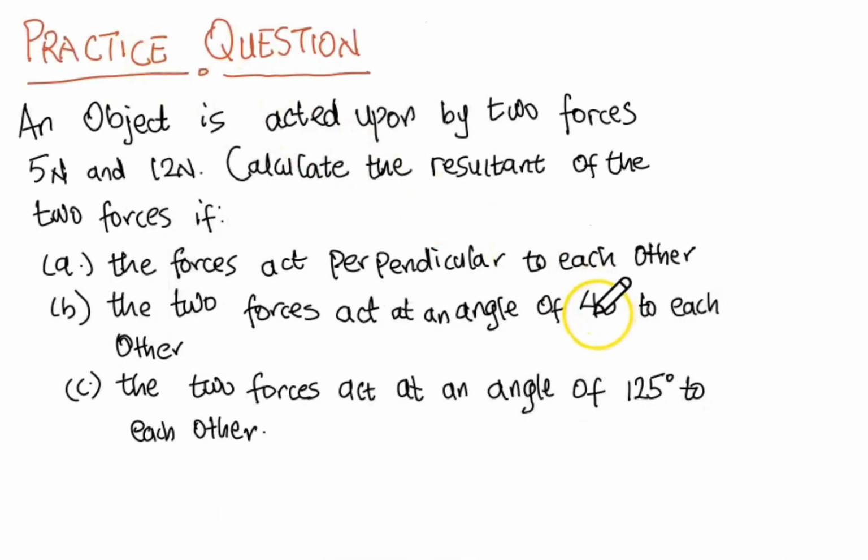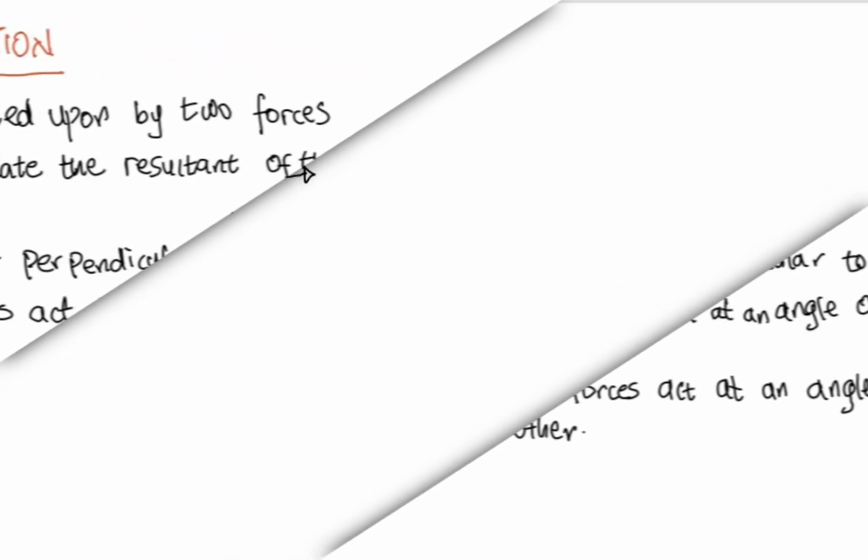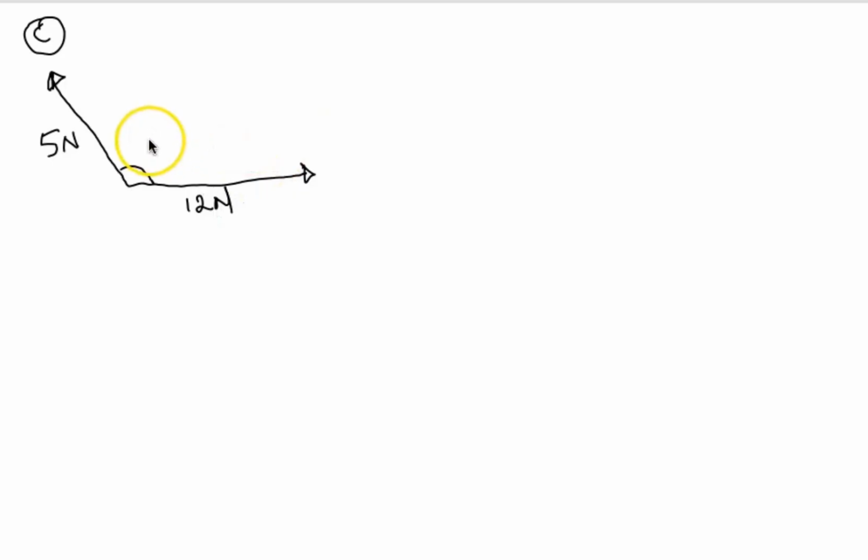So for the C part is when the two forces are acting at an angle of 125 degrees to each other. For this case, we have these two vectors, 5 Newton and 12 Newton, acting at an angle of 125 degrees to each other. Again, this follows the parallelogram law of vector addition. We are going to end up having something like this.